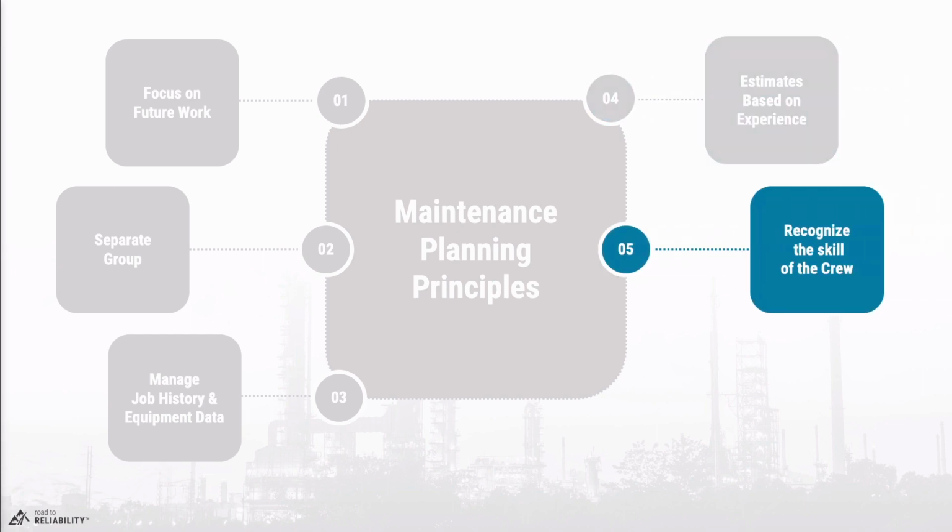The 5th principle of maintenance planning is that your maintenance planner needs to recognize the skill of the crew. So that means that when your planner puts a job plan together, that should be based on the likely skill set, experience, and competencies you have in your crew, in your organization. My general rule of thumb is that a job plan should be detailed enough that a competent technician new to your facility should be able to execute the job. And that technician should not have to go and find technical information whilst executing the job.